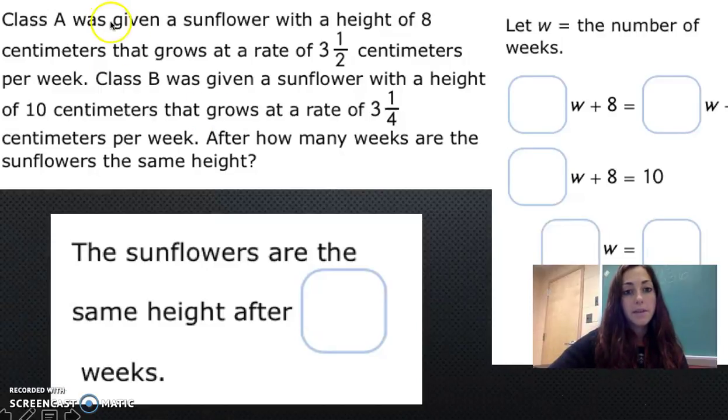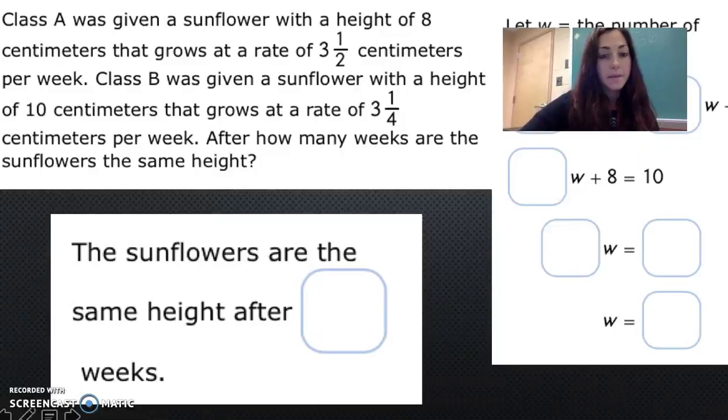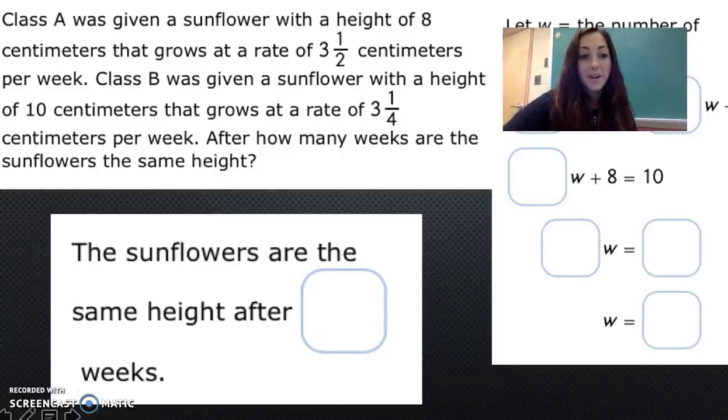Class A was given a sunflower with a height of 8 centimeters and it grows at a rate of 3.5 centimeters per week. Class B was also given a sunflower with a height of 10 centimeters and that grows at a rate of 3.25 centimeters per week. After how many weeks are the sunflowers the same height?